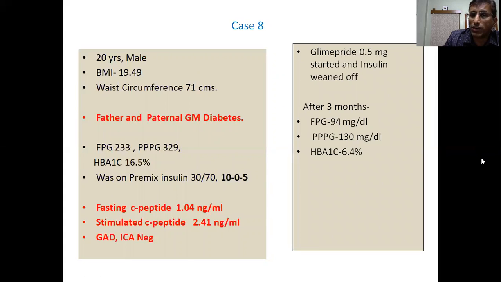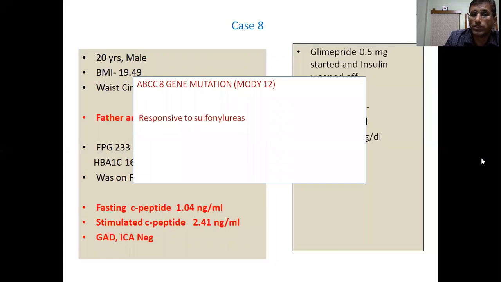And we suspected MODY in this subject, and we treated him with glimepiride, a small dose, and within a few months we were able to wean off the insulin, and he was completely having a good glycemic range with HbA1c of 6.4. So the MODY screening showed he had a heterozygous mutant variant in the ABCC8 gene, which falls under MODY type 12. And usually they are very responsive to sulfonylureas, which we showed in this case.